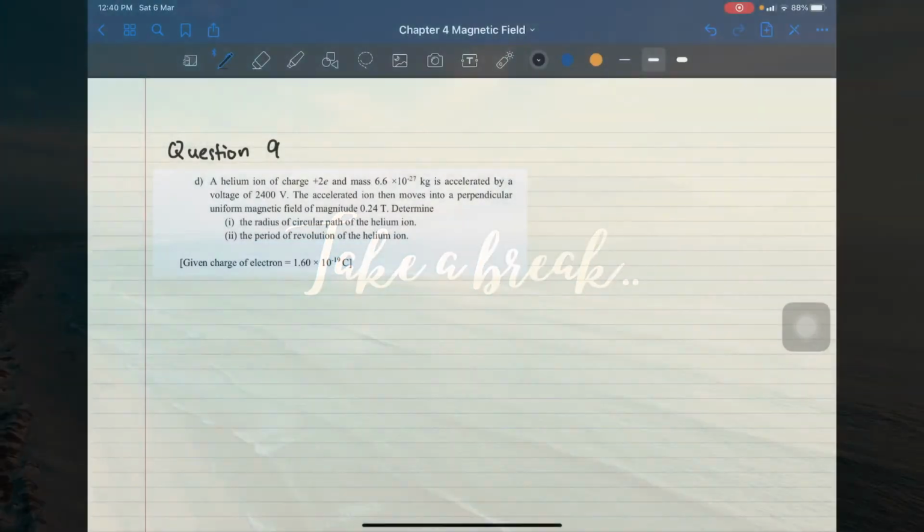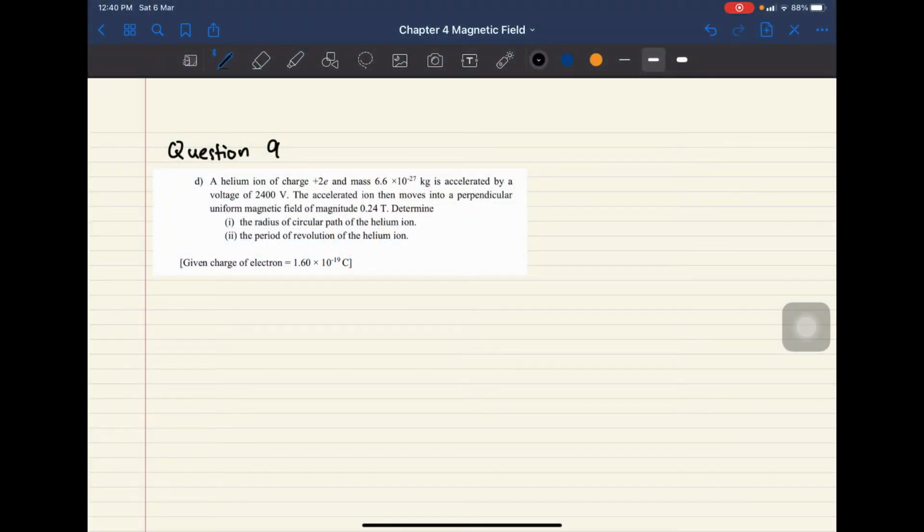Okay, moving on to the next question, which is question number 9. Actually, question number 9 consists of questions A, B, C. That one I think is just a comparison between magnetic field and electric field. I think you can do it yourself. If you're not sure, you can always ask me.